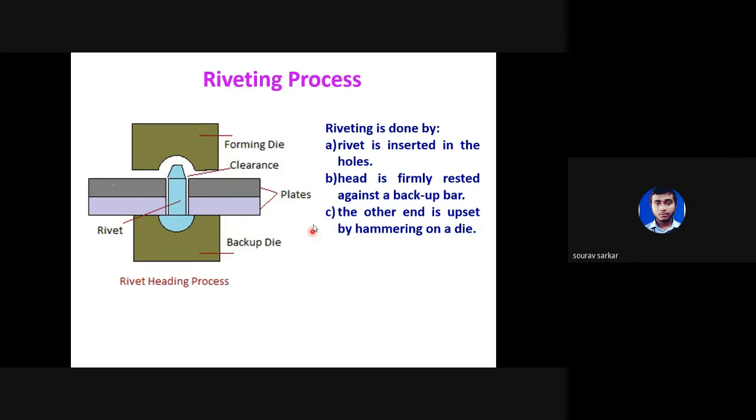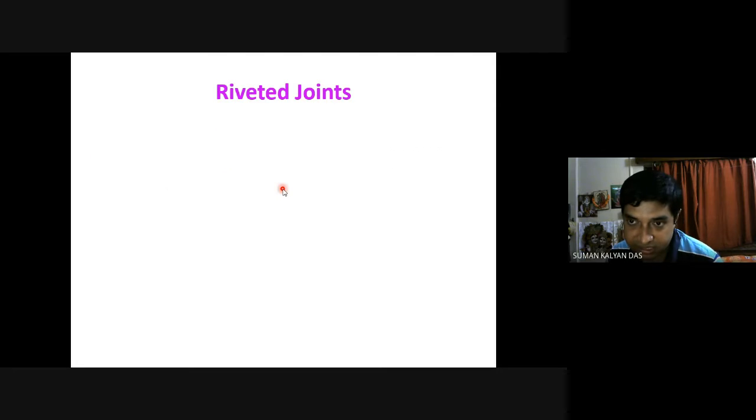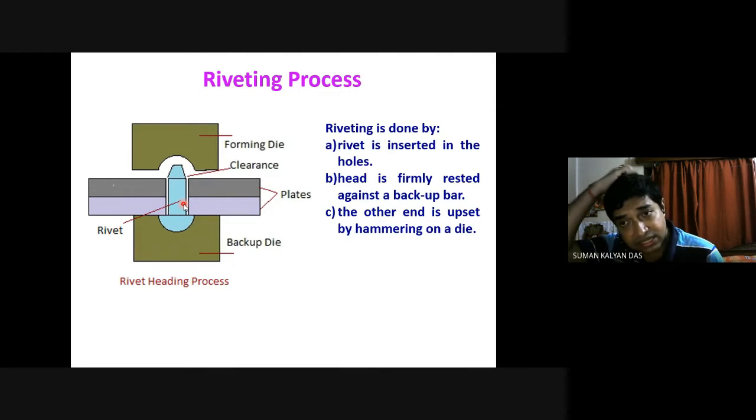No, sir. Okay. So there are various processes also in this riveted joint, while making this riveted joint. If I broadly classify them, they are hot and cold riveting. So what is hot and cold riveting? Cold riveting is when the entire process that I just talked about is done at room temperature or ambient temperature. So that is cold riveting.